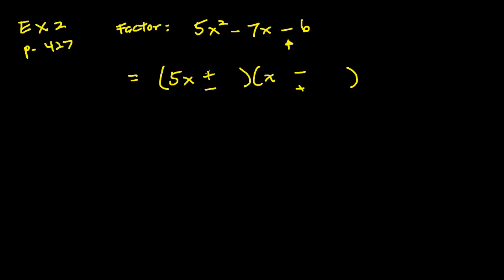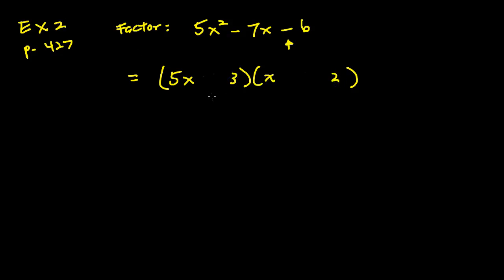All right, let's take a look here. 6. What I'm going to do is look at factors of 6 and see if I can play with the signs so that we'll get an outer and inner product that adds up to a minus 7x. Well, let's see. I'm thinking 3 and 2.